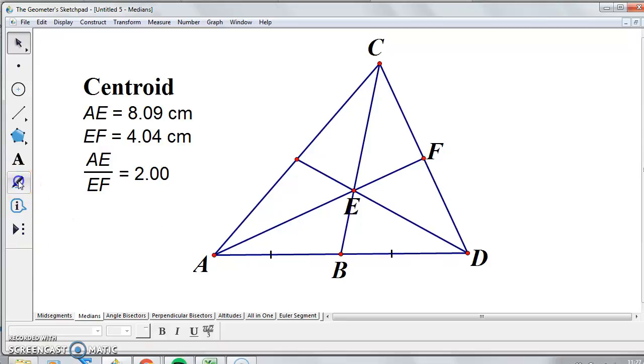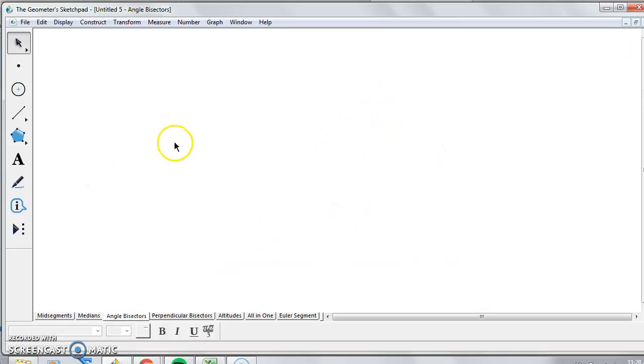So here's one way that I could mark this. I know that this segment right here is twice as long as this one right there. That's true for all medians that hit at the centroid. And that's about it for centroid. The next thing we're going to look at is angle bisectors.